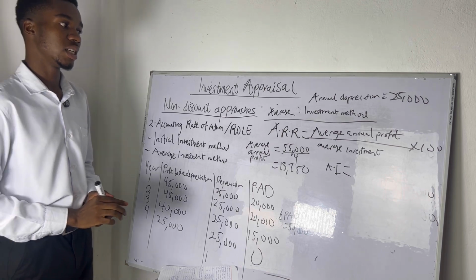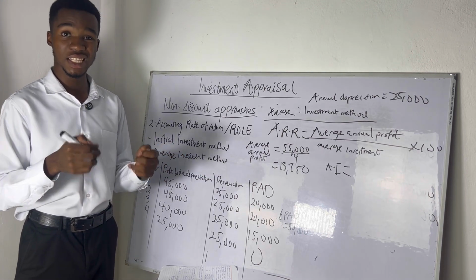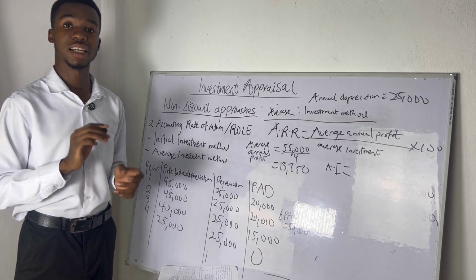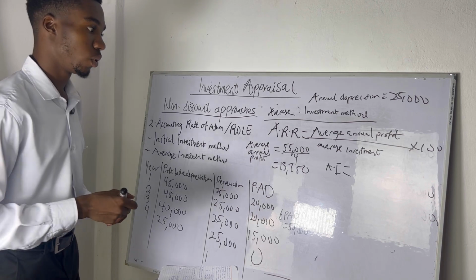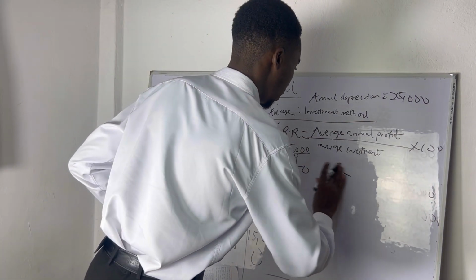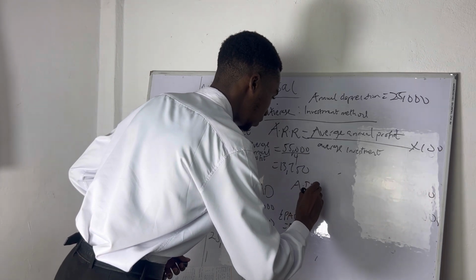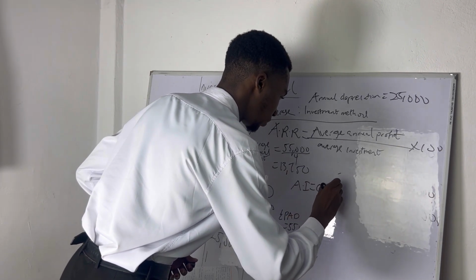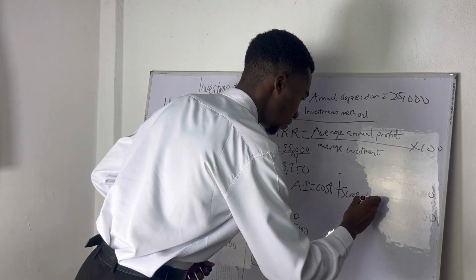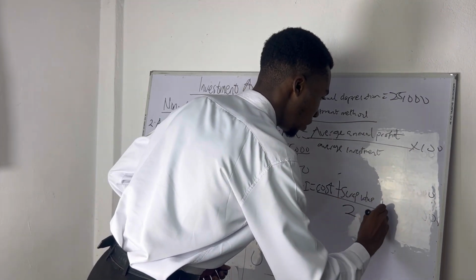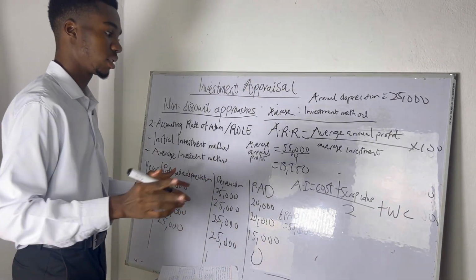The average investment is the cost of the investment, or how much you're investing, plus the scrap value, over 2, plus the working capital. So let me write the formula here. So average investment is the cost plus the scrap value over 2, plus the working capital. So the WC is the working capital, yes. In exams, you write it in full because of space.